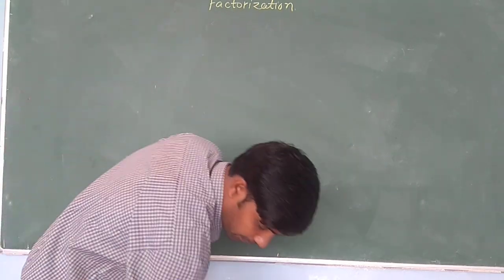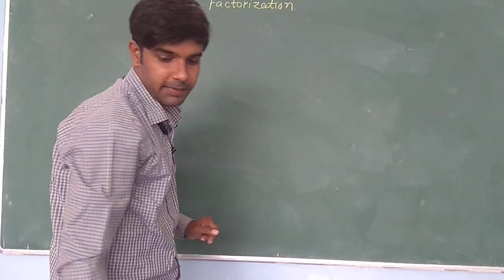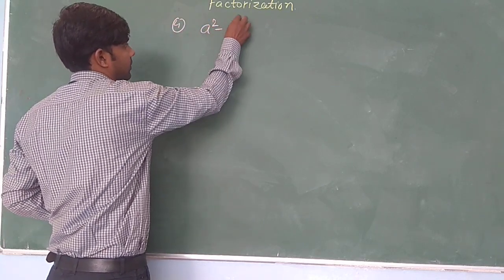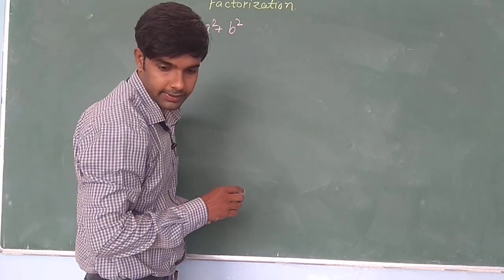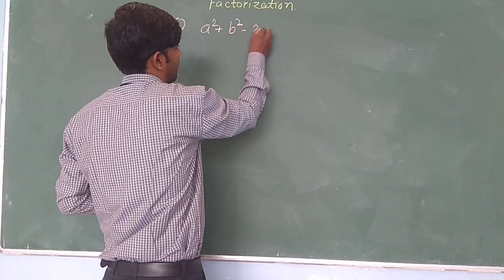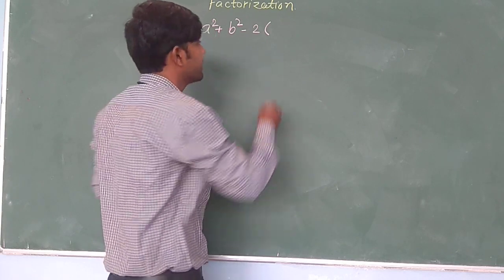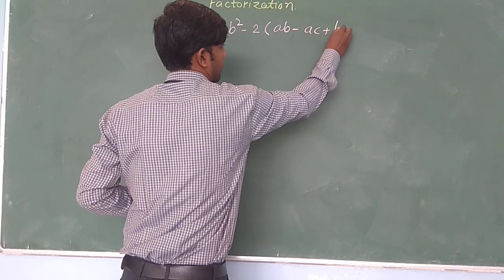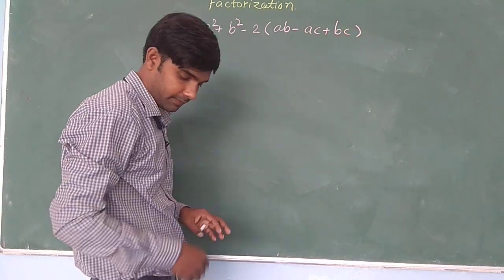Write down the example: a square plus b square minus 2 in bracket ab minus ac plus bc. Look here.